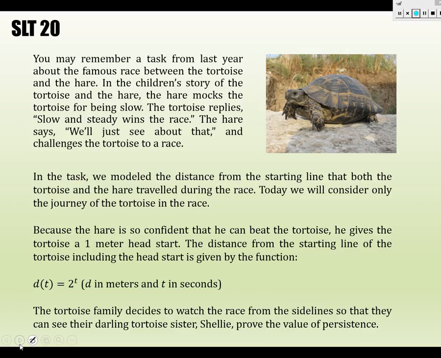Now, one thing that is interesting is this is the distance time function. So do you understand what it's outputting? You input the time, and it tells you where she is in the race.